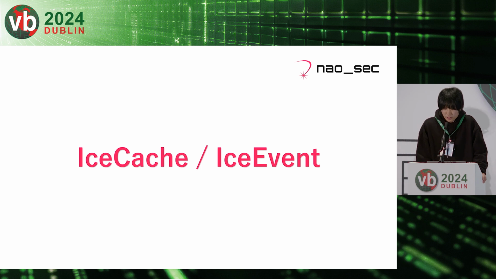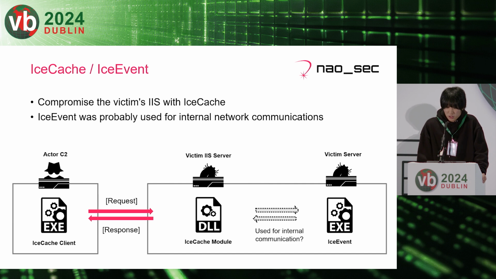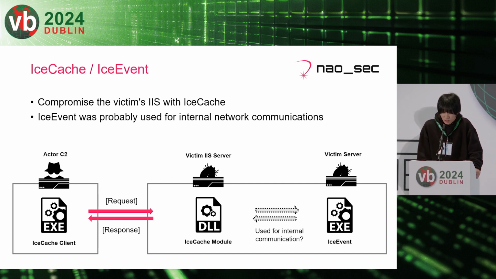From here, we will introduce the original malware used by IcePeony. The IcePeony server contained malware targeting IIS, which was named IceCas. They used IceCas to attack the attack surface server. Additionally, during the investigation, we discovered another related malware, which we called IceEvent. Although no logs of using IceEvent were found, we believe it was used to compromise another computer that was not connected to the internet.